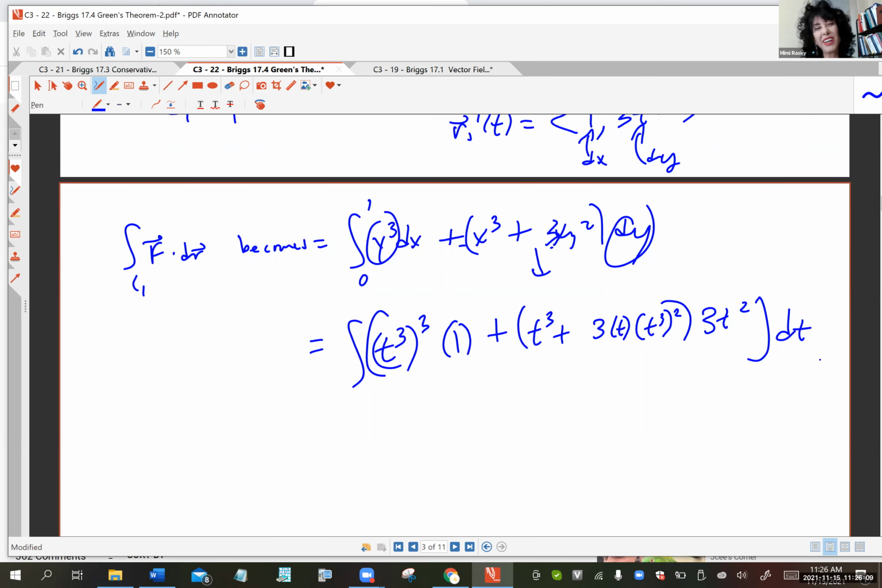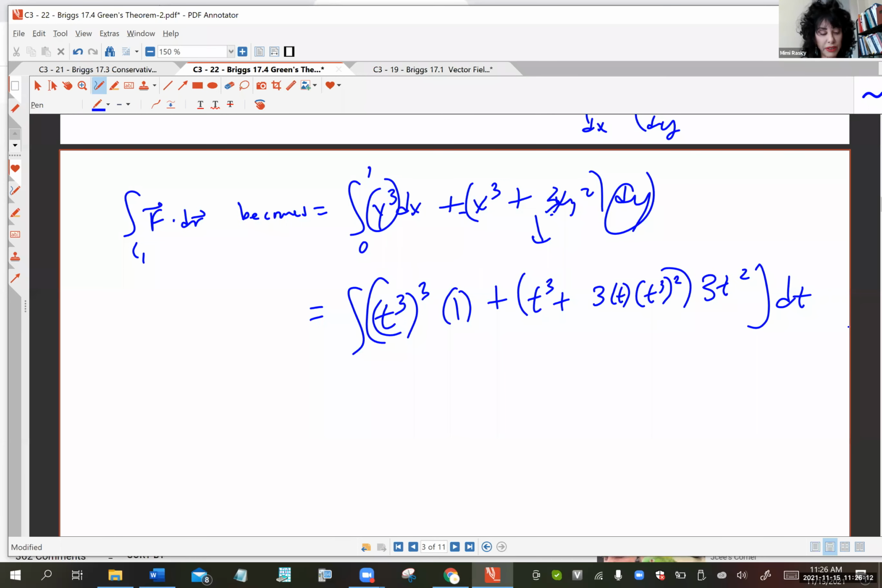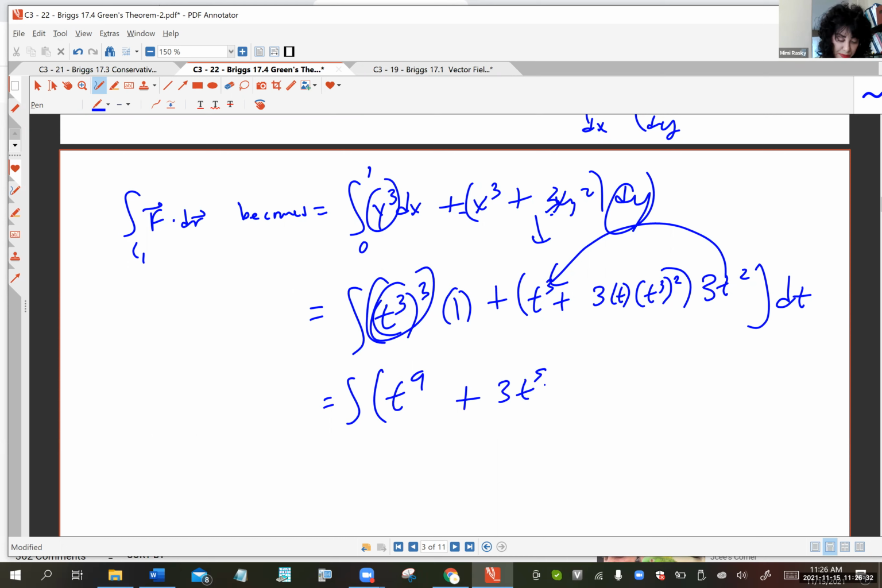Be careful here because we've got a lot of exponents, and a common student silly mistake is to mess up the exponents. You don't want to make that your silly mistake. So t cubed cubed is t to the 9th plus, I'm going to distribute this 3t squared over the parentheses. 3t squared multiplied with t cubed is 3t to the 5th. This here is 3 times t to the 6th, which is really 3t to the 7th. So when I multiply 3t squared times 3t to the 7th, I get 9t to the 9th.